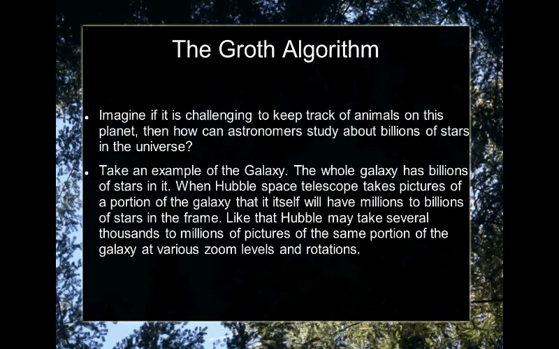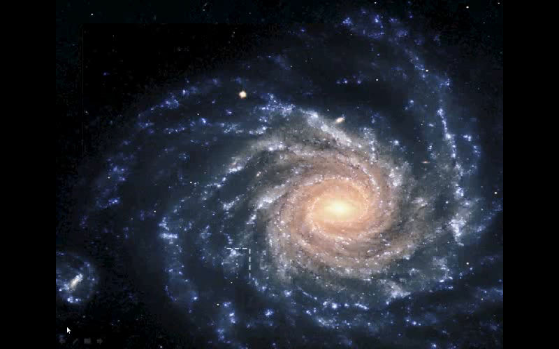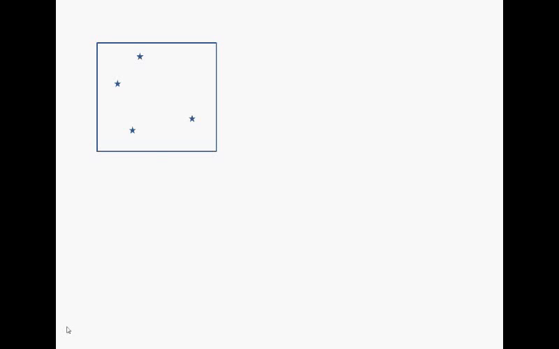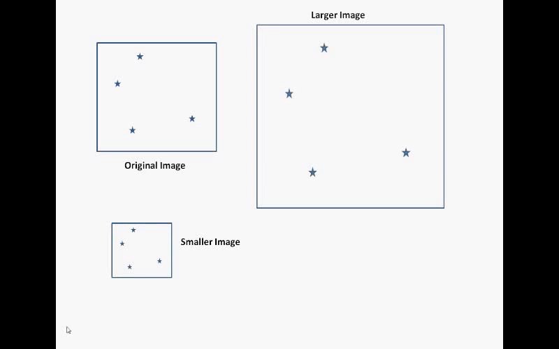Take an example of a galaxy. The whole galaxy has billions of stars in it. When Hubble Space Telescope takes pictures of a portion of the galaxy, that itself will have millions to billions of stars in the frame. Like Hubble may take several thousands to millions of pictures of the same galaxy at various zoom levels and rotations.